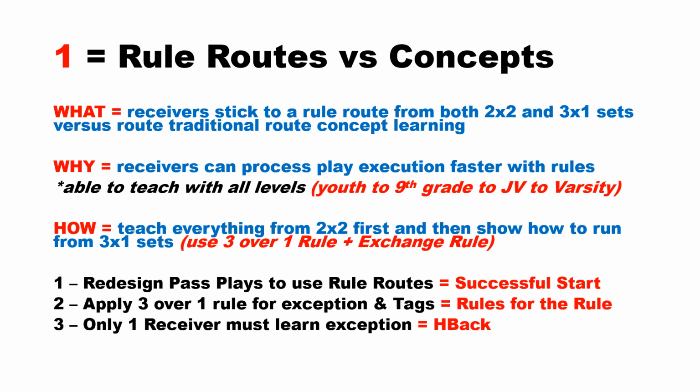So number 1, redesign your pass plays to use rule routes. Number 2, we can apply the 3/1 rule for exceptions, plus when we get into tags. And then last, only one receiver now must learn the exception. In our system, we make that the H-back.